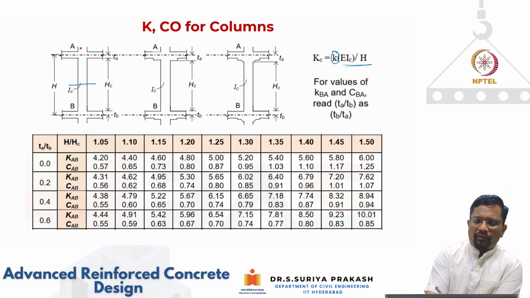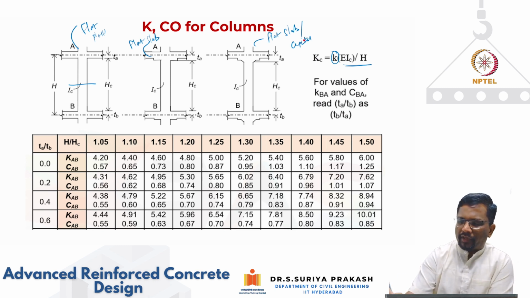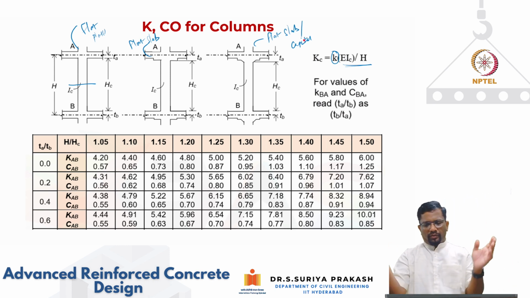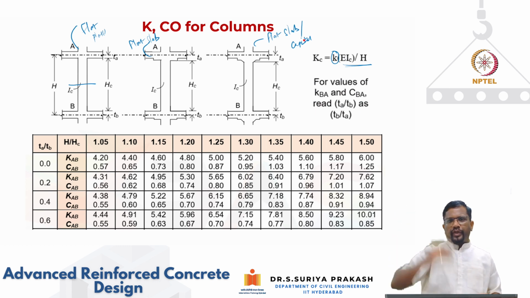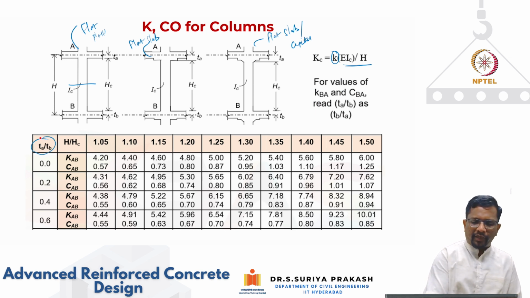Here you can have a flat plate, and here it is a flat slab, and here I have a flat slab with capped column, right? So this is how we get it. Your moment of inertia is again going to vary along the length of the column. So again using the column analogy method, depending upon what your TA by TB ratio is.